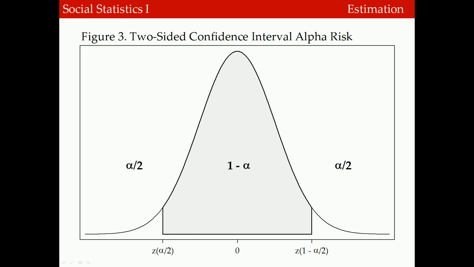To illustrate that concept, this diagram shows how the alpha risk is split. Notice that our alpha risk is split in half. Half of it is in the left tail of the distribution, the other half is in the right tail of the distribution. Then in the center of the distribution, we have 1 minus alpha, which is equal to our confidence level. If we pick a 95% confidence level, alpha would be 0.05, and so 1 minus 0.05 is just 95%.